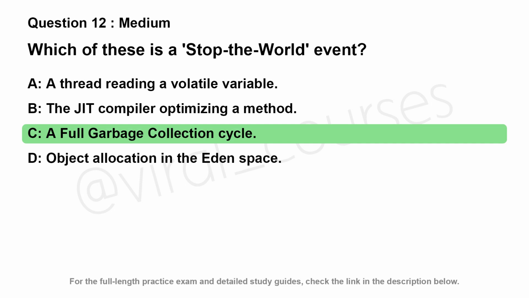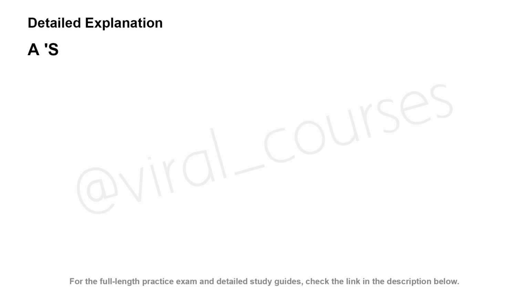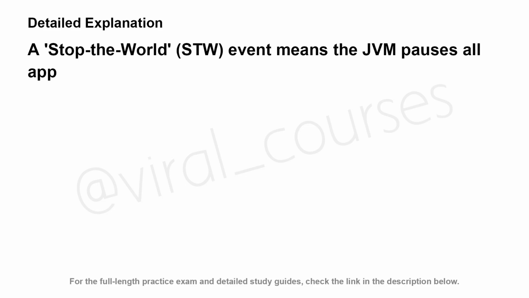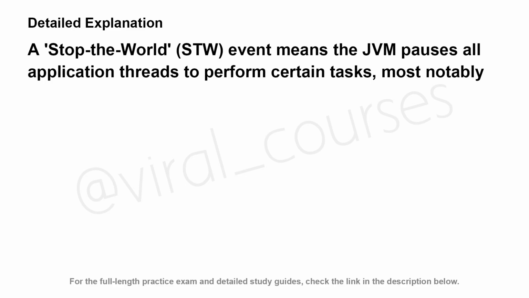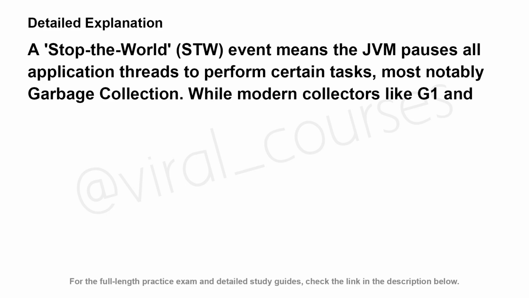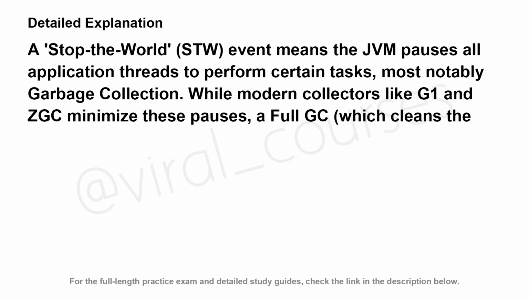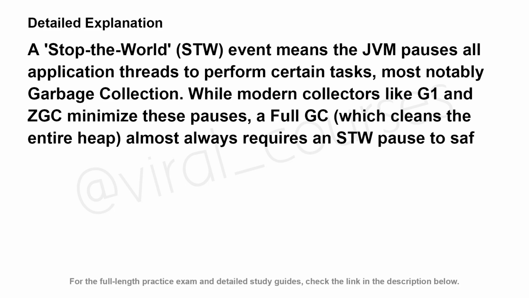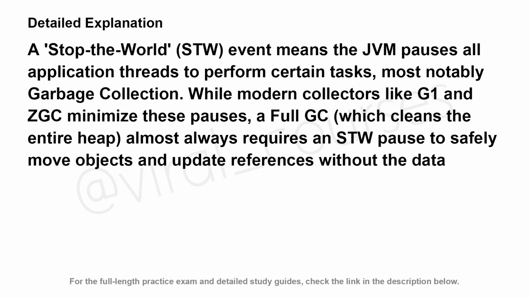The correct answer is C. A stop the world, STW, event means the JVM pauses all application threads to perform certain tasks, most notably garbage collection, while modern collectors like G1 and ZGC minimize these pauses. A full GC, which cleans the entire heap, almost always requires an STW pause to safely move objects and update references without the data changing mid-process.